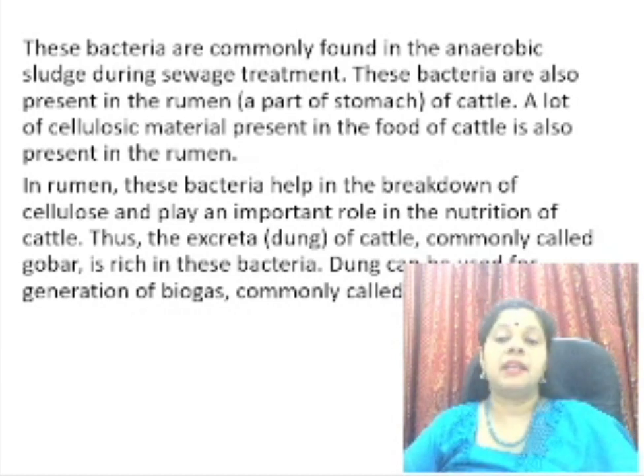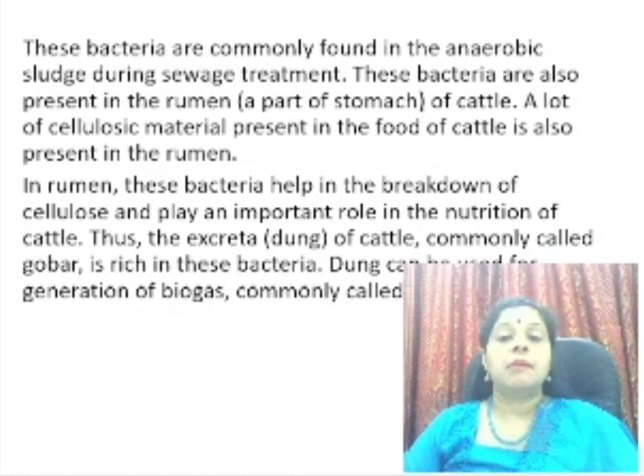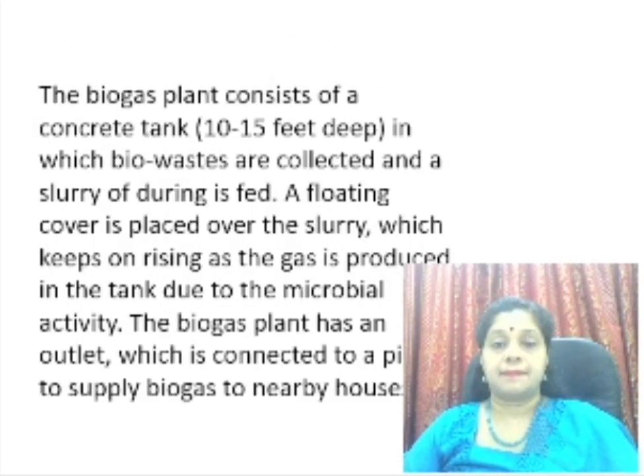We will learn about sewage treatment. These bacteria are present in the rumen of cattle. A lot of cellulose material is present in the food of cattle. In the rumen, the bacteria break down the cellulose and play an important role in the nutrition of cattle. So the excreta of cattle contains a lot of methanogen bacteria, and cow dung is called gobar. That is the reason why dung can be used for generation of biogas, commonly called gobar gas. We don't use the excreta of any other animal. That is usually used for manure and all. But here biogas is produced from gobar because the dung contains a lot of methanogens.